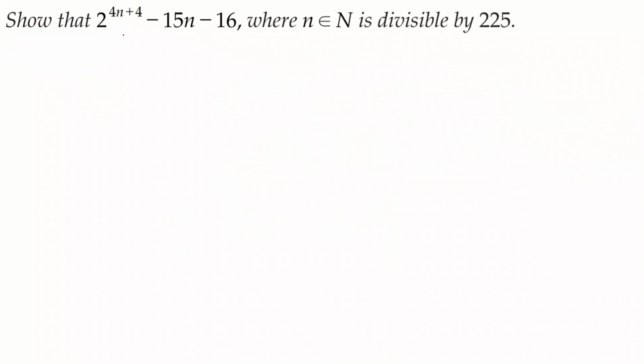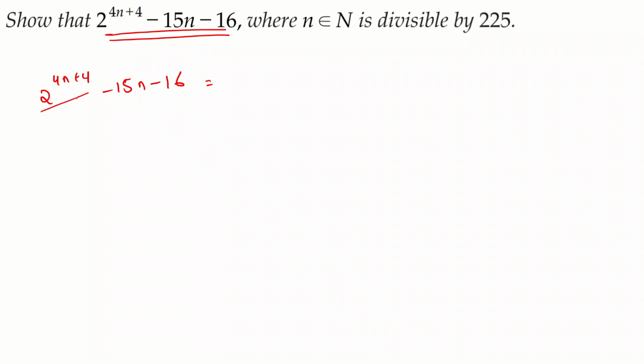We have to show in a similar manner that this thing is divisible by 225. We take more or less the same approach. Let me show you how to do it. First of all, write down the expression that is given: 2 to the power of 4n plus 4 minus 15n minus 16.